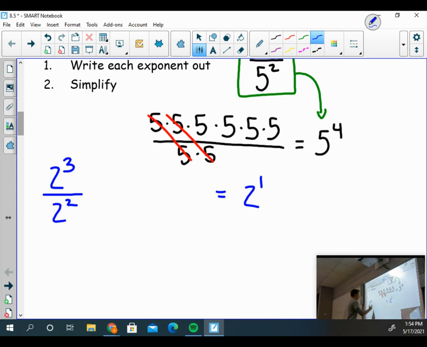So let's write it out and make sure that indeed happens. 2 to the third is 3 2s multiplied together. 2 squared is 2 2s multiplied together.